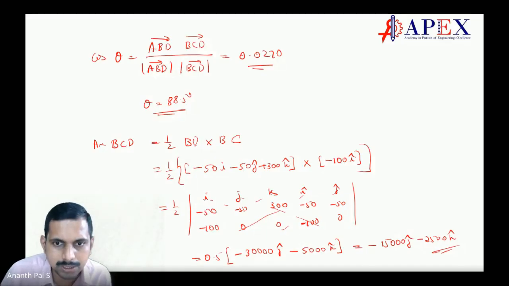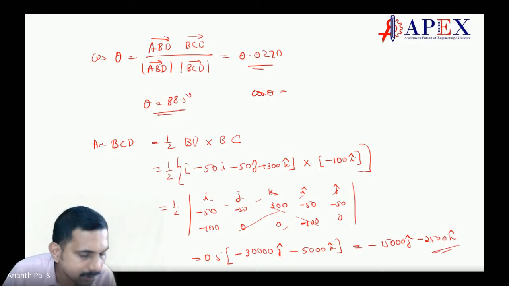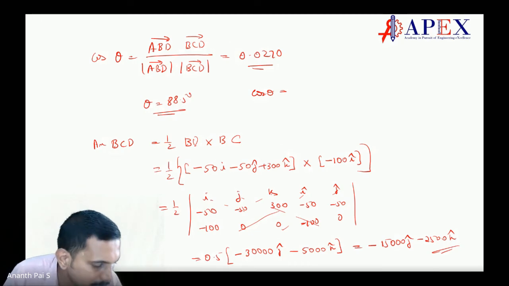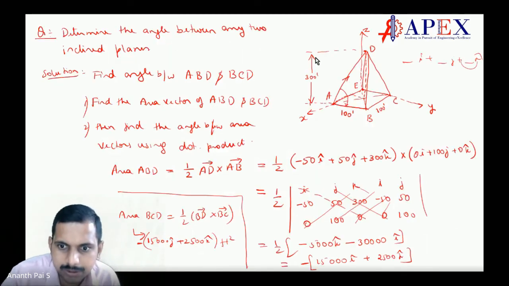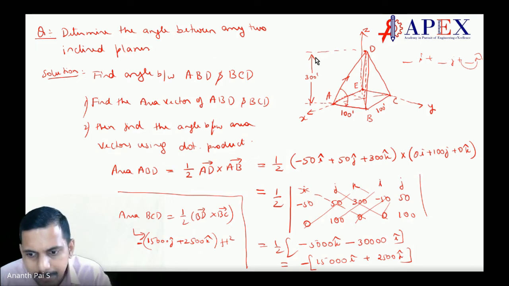That answers both BCD and ABD, but I didn't get this cos theta 1 thing. Okay, let us understand this. So what we get? Cos theta is equal to, you have ABD. What is ABD there? ABD is vector ABD. One second, students. ABD is minus 15,000 I plus 2,500 K.